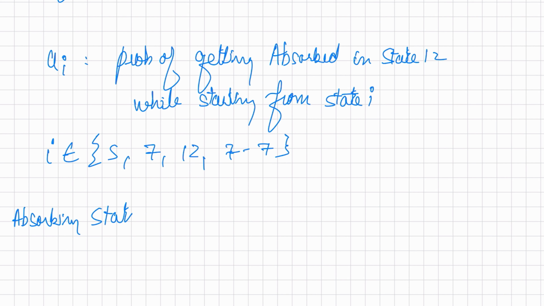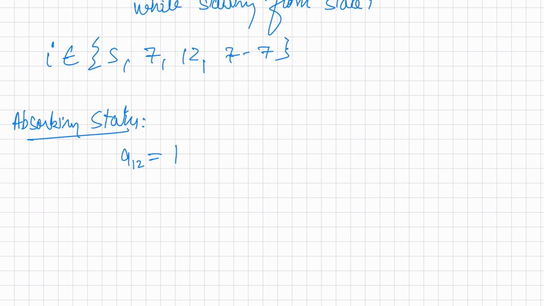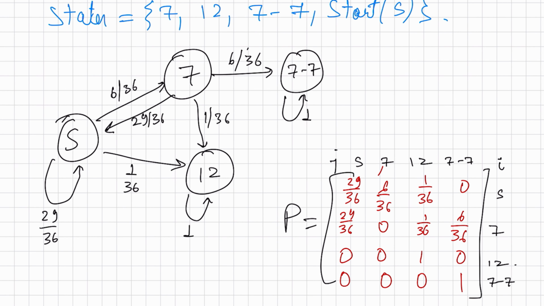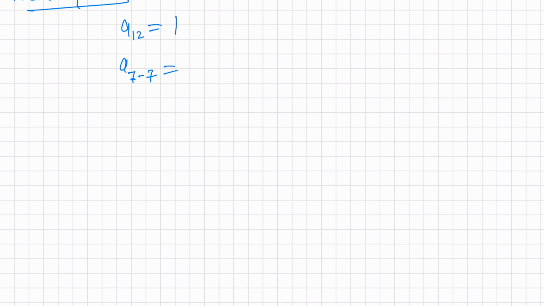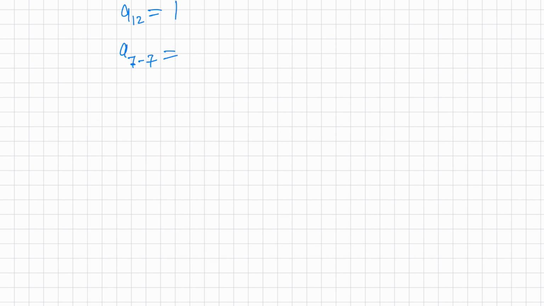So for absorbing states, A12 basically means what's the probability you get absorbed in 12 if you're in 12. Well, if you're in 12, you're already in 12, so it's going to be 1. You're already there. You can't go anywhere, right? If you are in 7, 7, can you get absorbed in 12? No. It's another absorbing state, and you can also see this from the transition graph. If you're here, you can't get out anywhere, right? So you can't get absorbed here. If you're in 12, you're going to be here, right? So the probability you get absorbed in 12, if you're in 7, 7, is going to be 0.